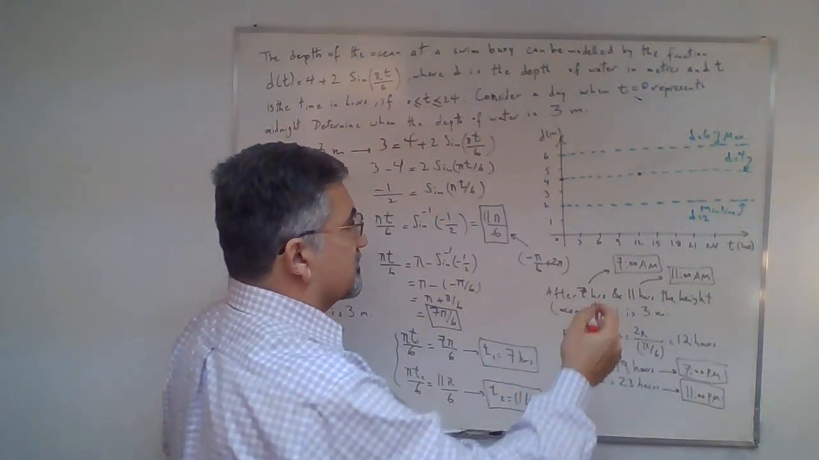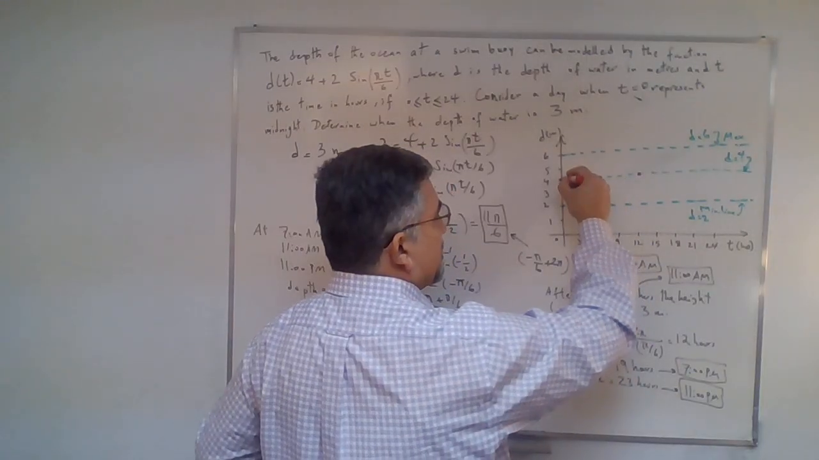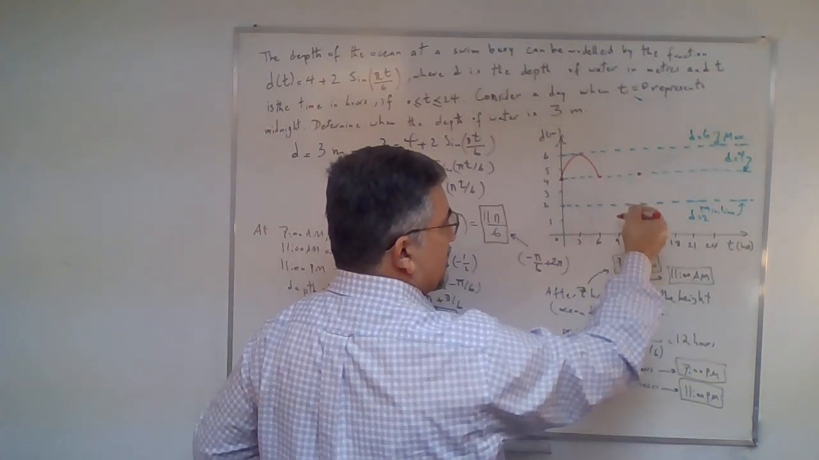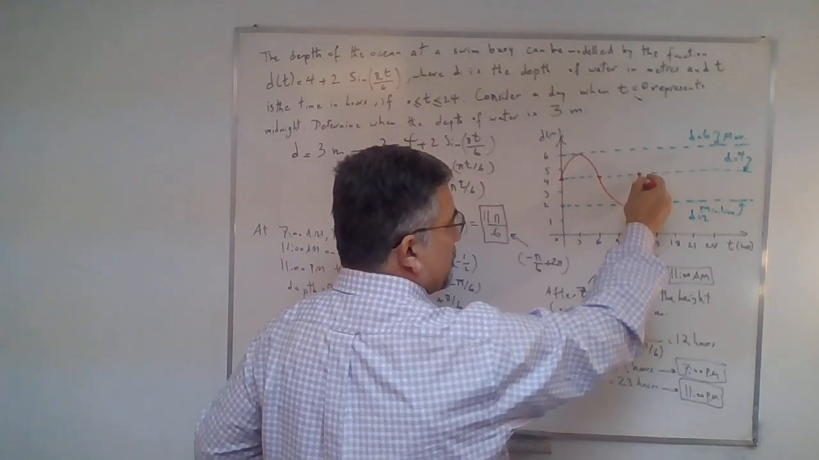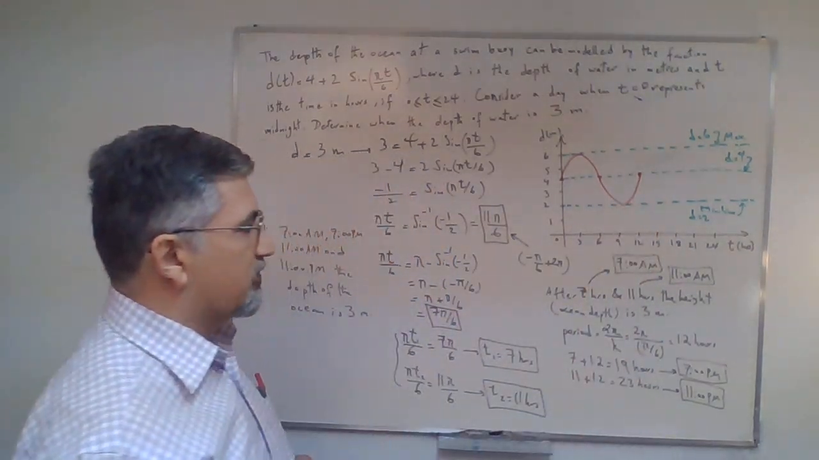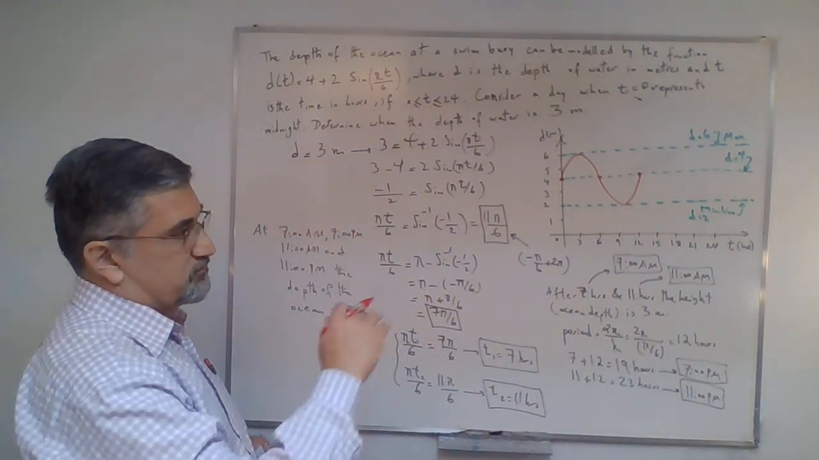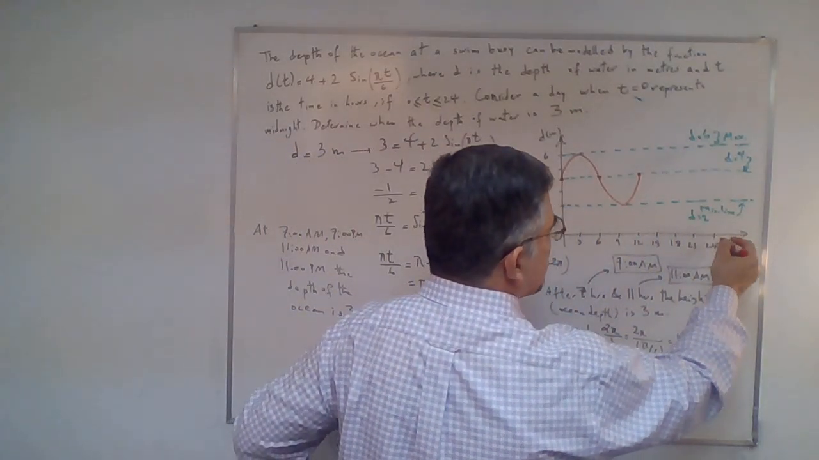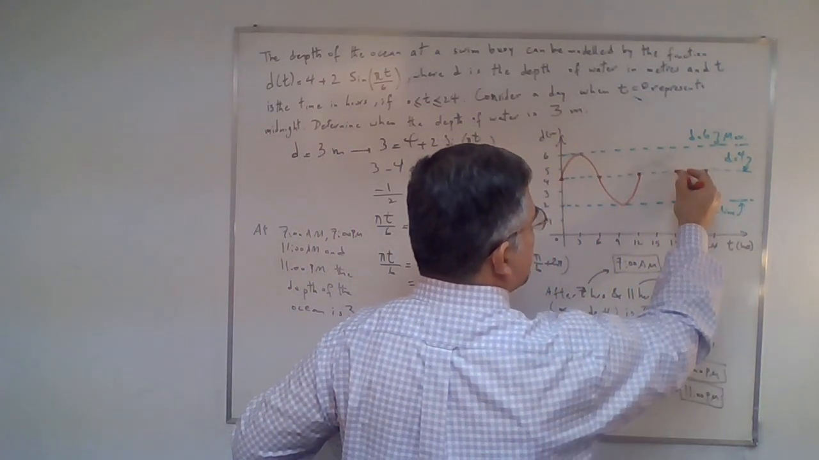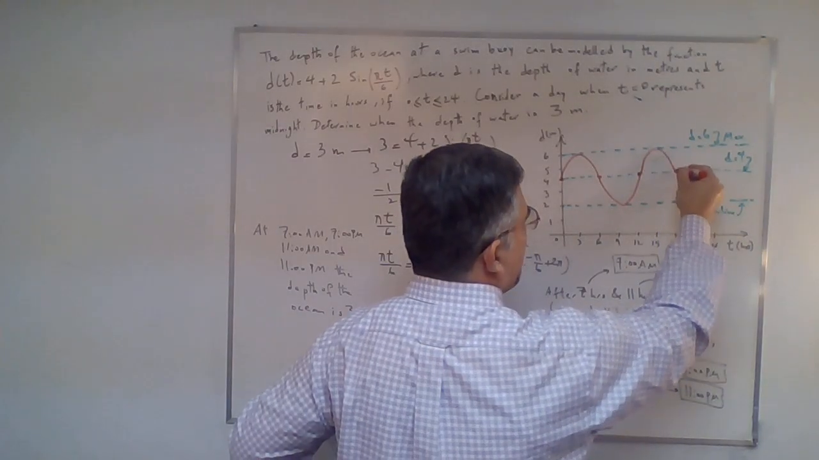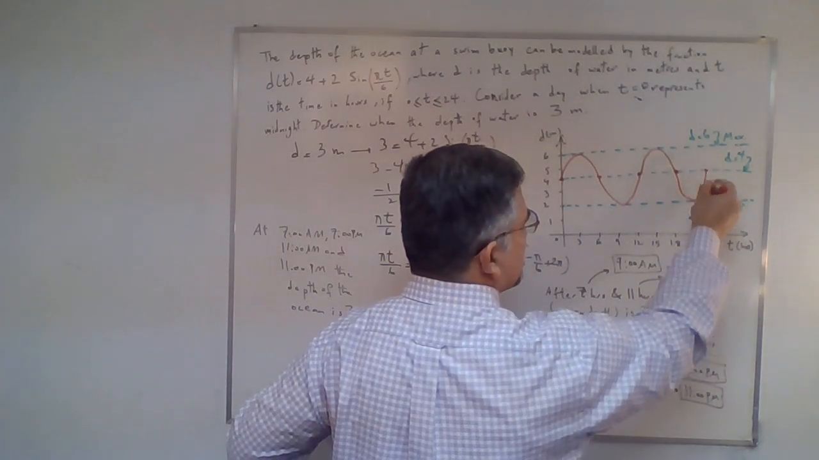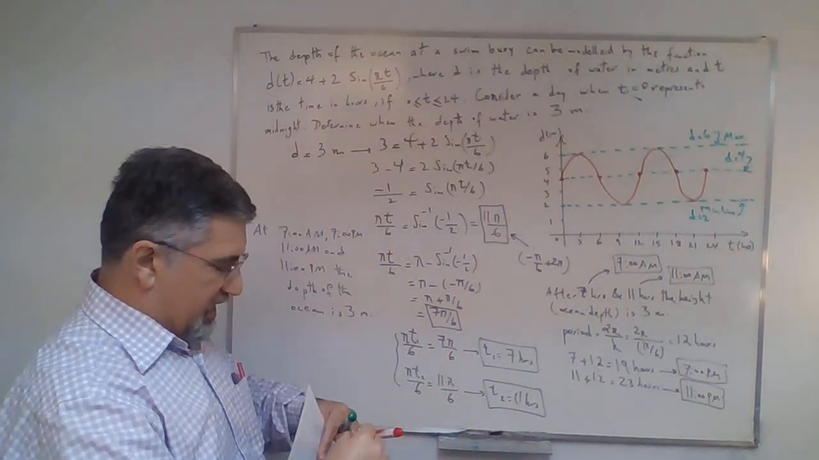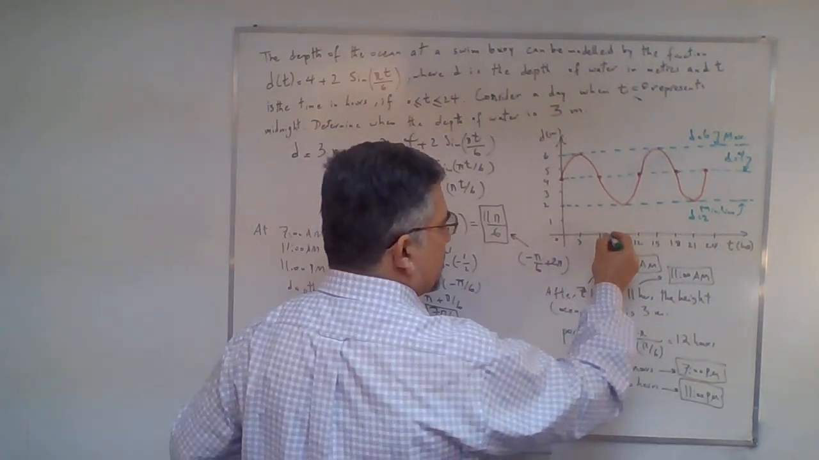And then after that, it starts going up, increases to 6 meters, and then comes back down, and then goes down further, and then goes up, back again at 12 hours. It is again 4 meters. This is the first cycle. The next cycle, again, can be drawn similarly, like this. This is a sketch, of course. And where is 7 a.m.? 7 a.m. is somewhere here.